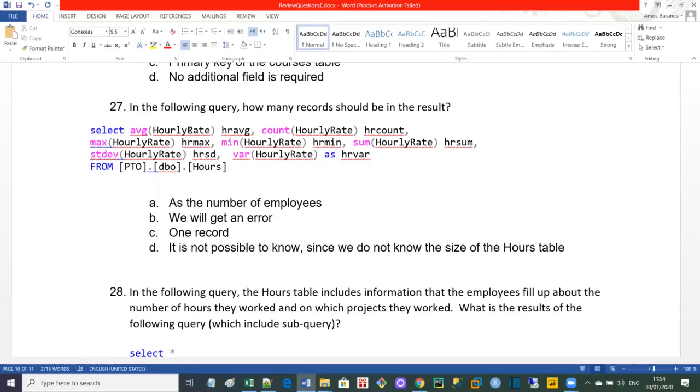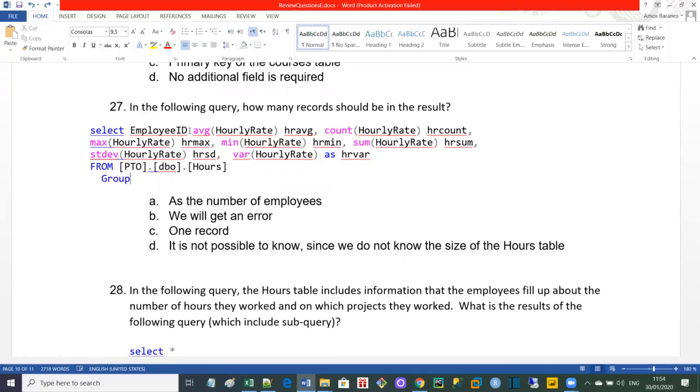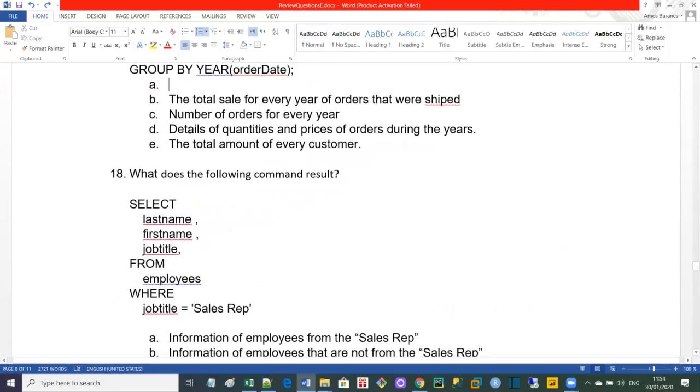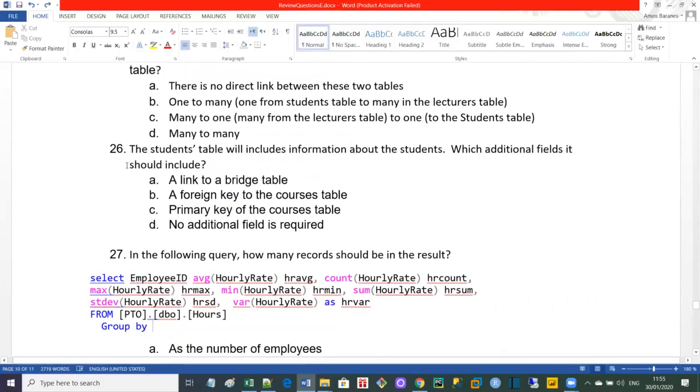And the previous query, where the answer is the number of employees. Let me put those ones back. And by the way, there should be a comma there, right after the employee ID.